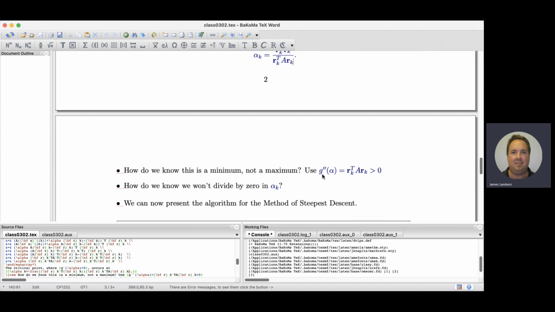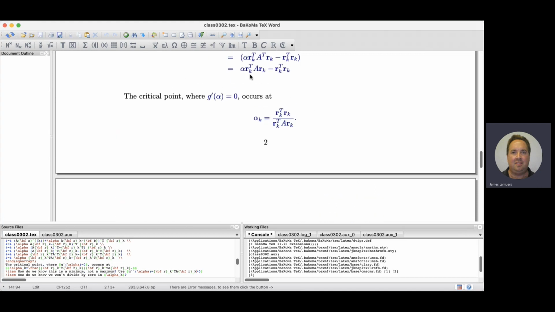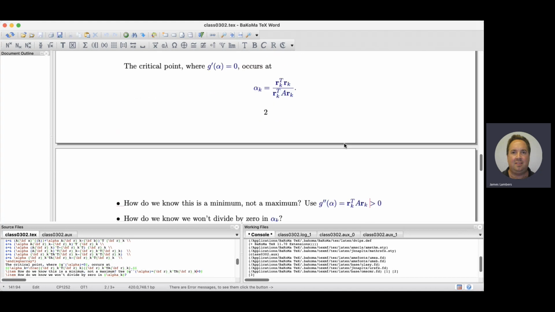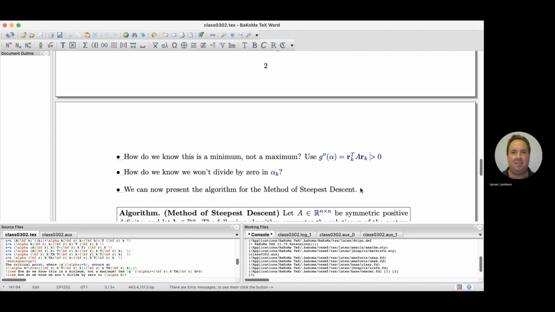And because of the second derivative test, the second derivative turns out to be equal to this, as we can see by looking back at our formula and taking a derivative of this with respect to alpha. And again, by A being symmetric positive definite, that is guaranteed to be positive. So this critical point for alpha is a minimum.